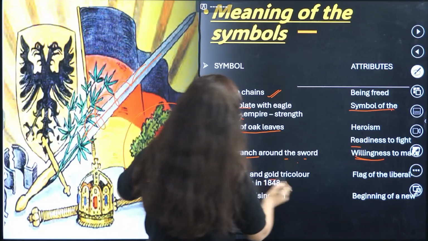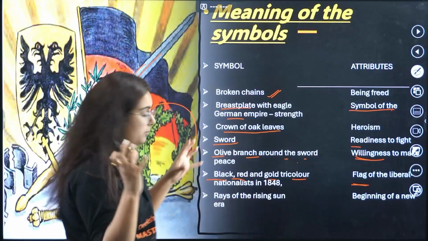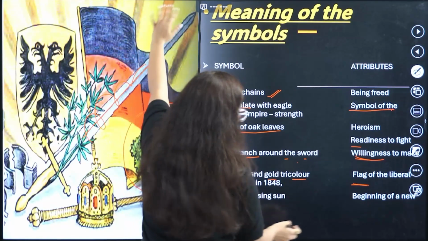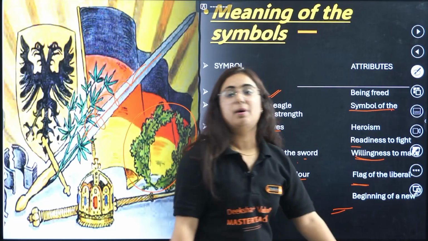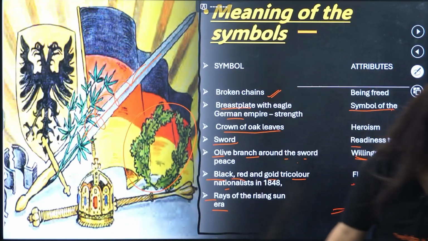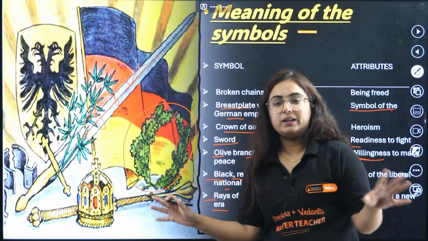Black, red and gold tricolor. So this was the flag of liberals. Liberals particularly used it. Rays of the rising sun in the background tell us about the beginning of a new era in Germany. The beginning of a new era in Germany. Is it okay, bacha? Are you clear with everything?